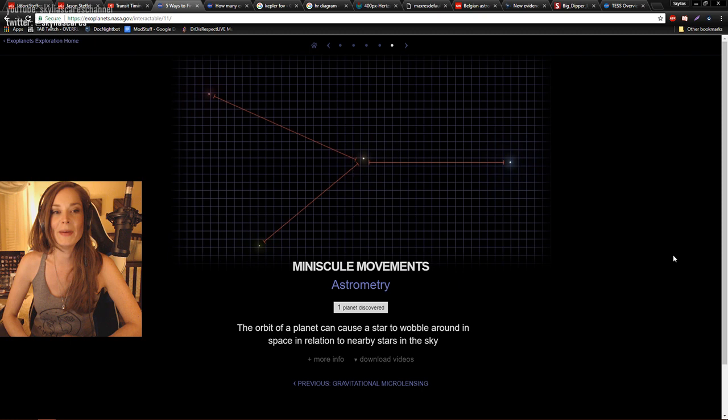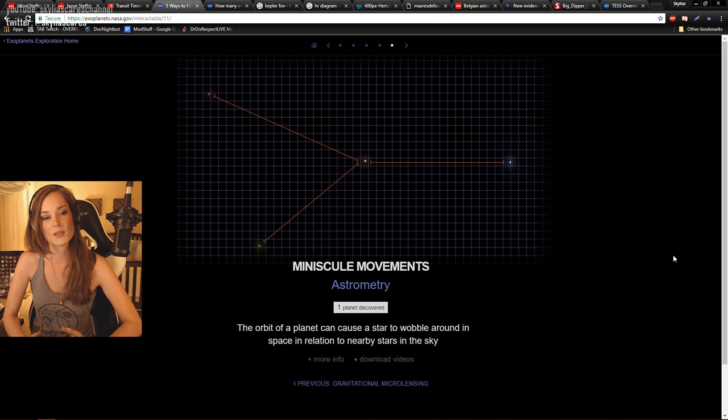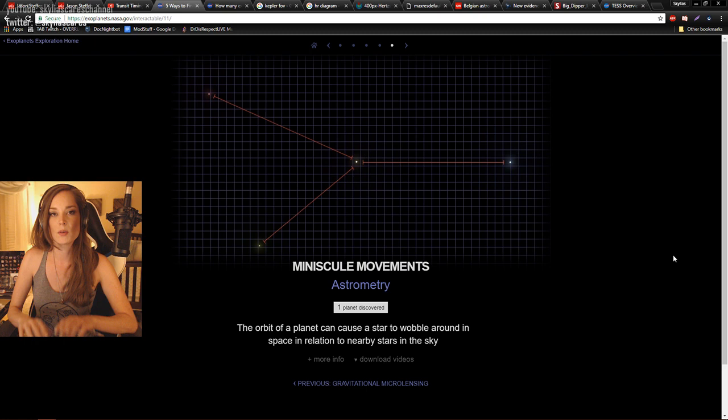So, yeah, that's actually really interesting because I hadn't really heard about this method at all. So it's minuscule movements, but that's really cool that they're going to be able to tell that, because I can understand that the motion would be disturbed, probably not uniform between two galactic mergers.